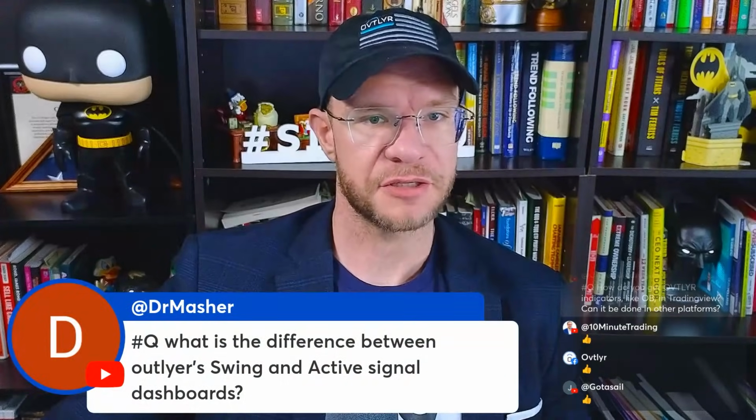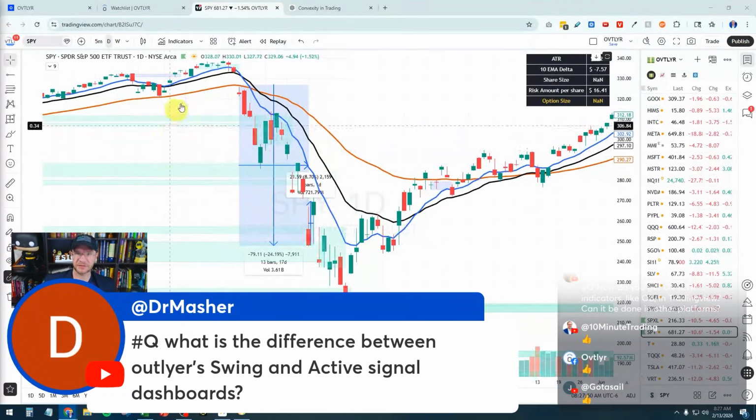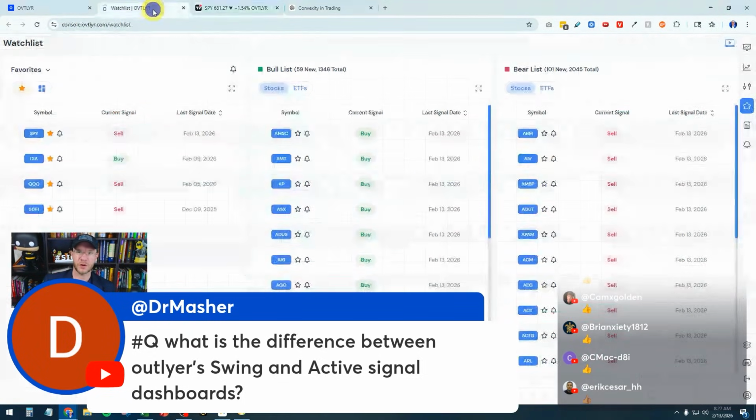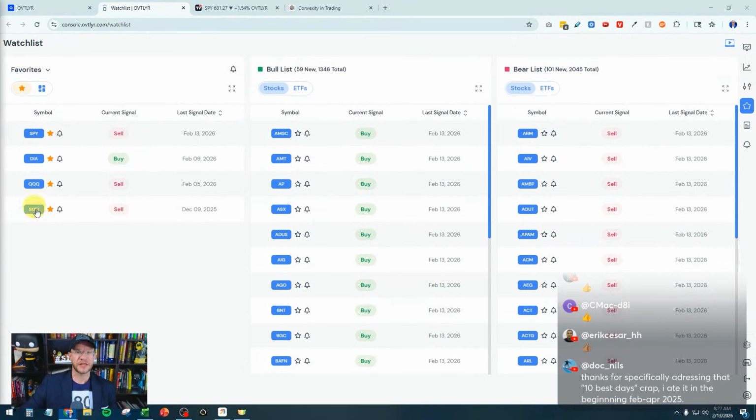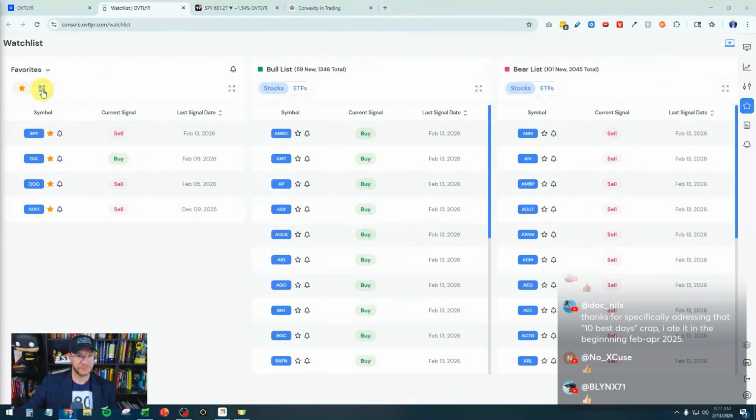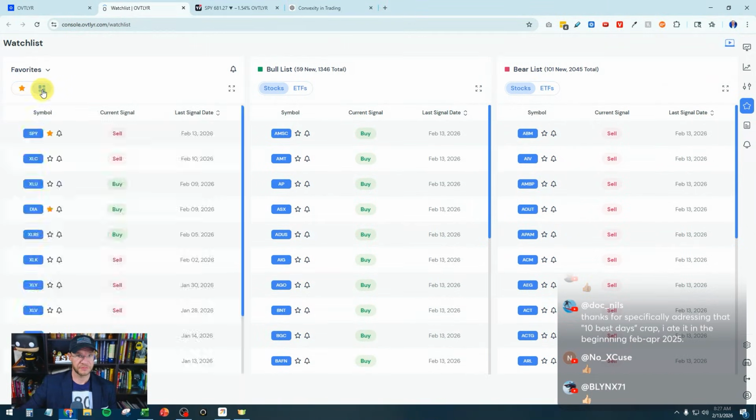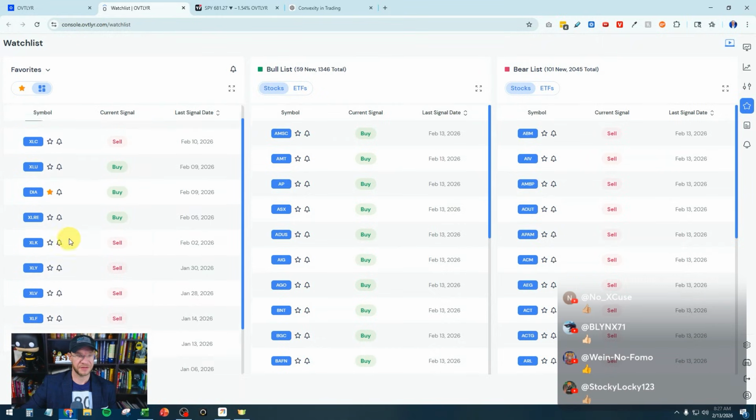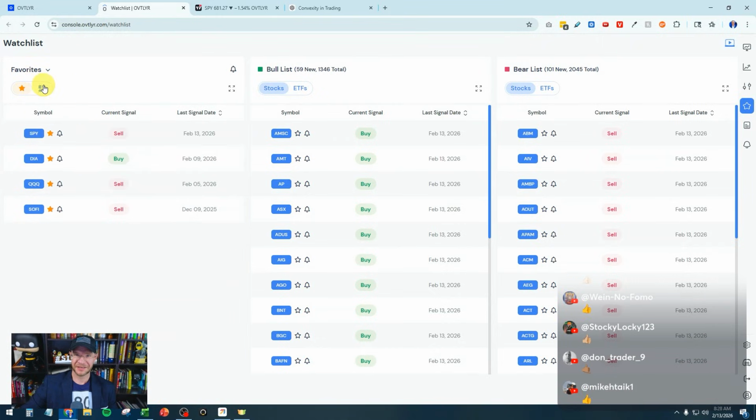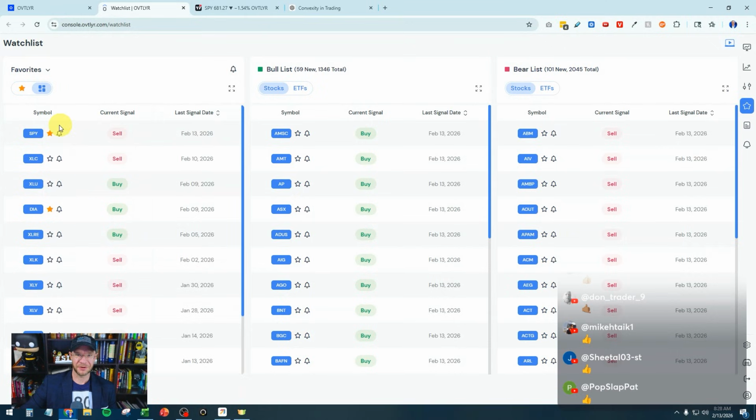All right, Dr. Masher. What's the difference between the buy signals on the active or swing? So one thing, great question. One thing is that on all ETFs, in fact, pro tip, you come over here. This will actually pull up all of the sector ETFs. I only found that by accident one day. Mahesh designed it that way. I didn't even know. But all ETFs, the swing and active signals are identical.